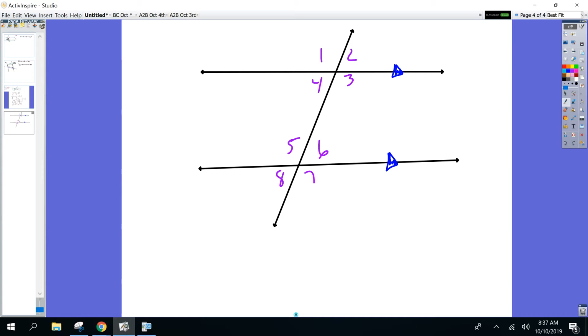Okay, we ready to go here? Because this is no joke. This has got to be, boom, lights out every time. All right, quick and correct. So I am going to start with 2 and 6. 2 and 6. What type of angles are they?